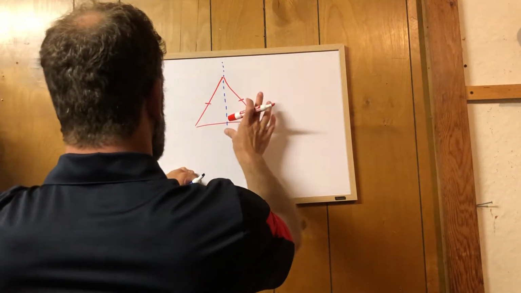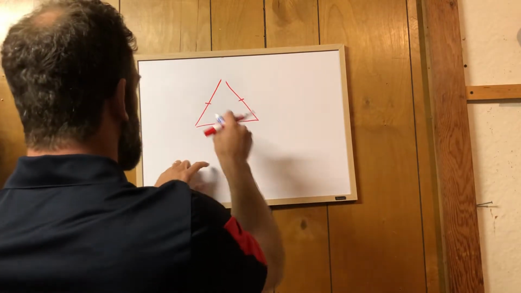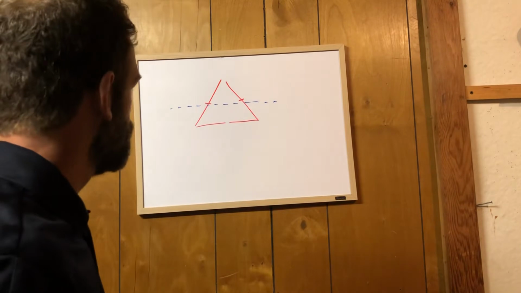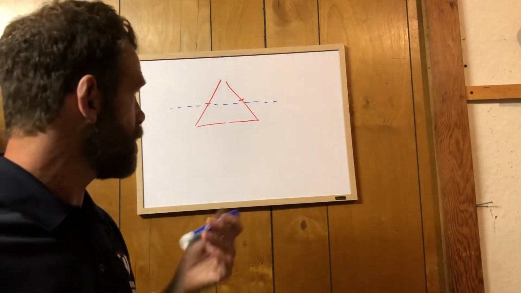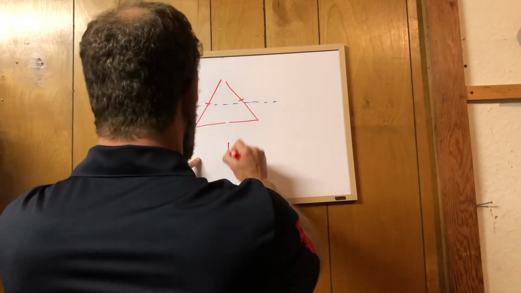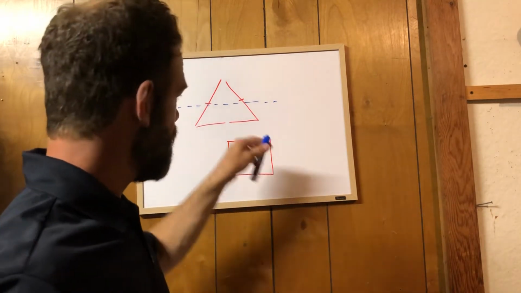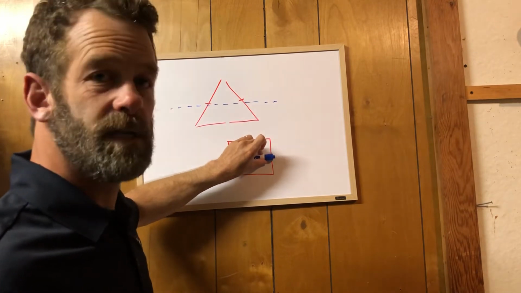But this shape has a vertical line of symmetry, but it does not have a horizontal line of symmetry. The top and the bottom are not the same. Can you think of a shape that has a horizontal line of symmetry? Probably the easiest one that you could come up with would be a square or a rectangle. They would have a vertical line of symmetry and a horizontal line of symmetry.